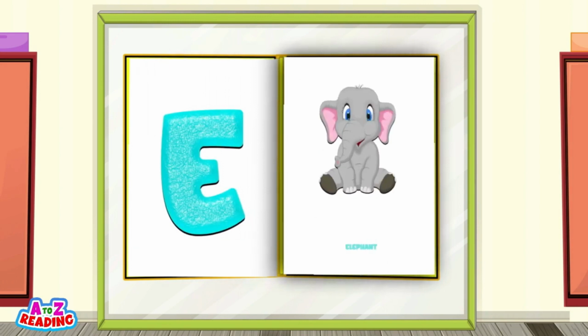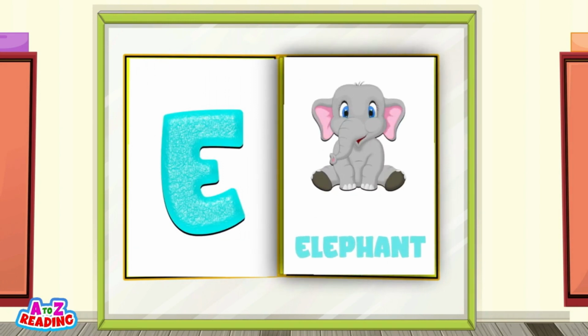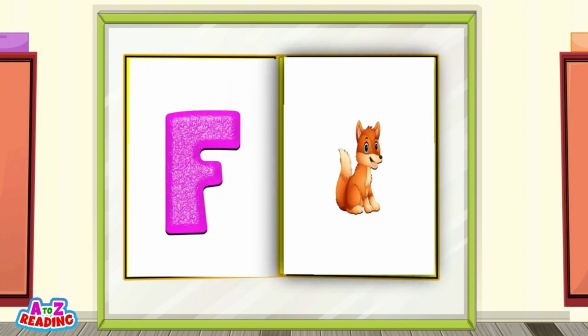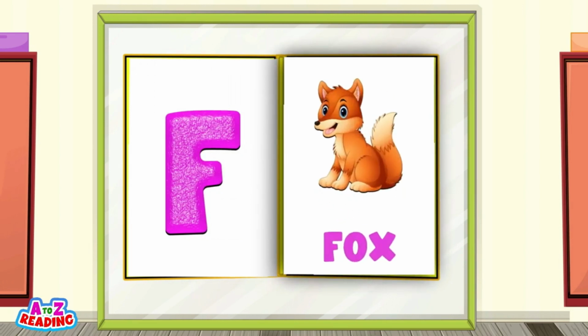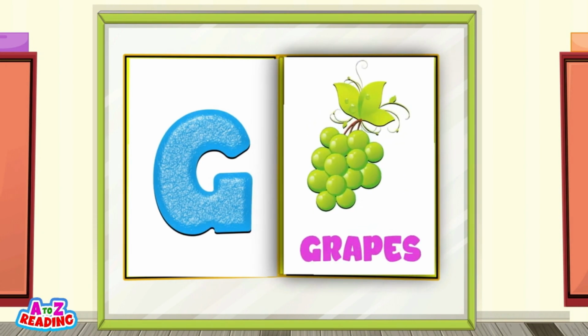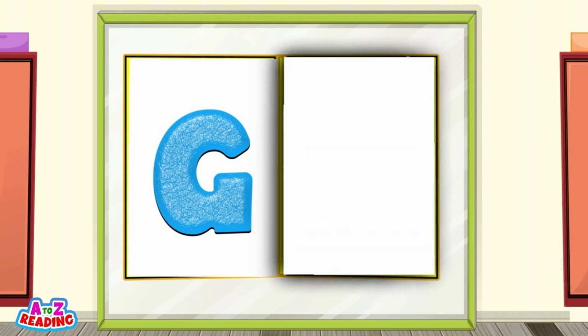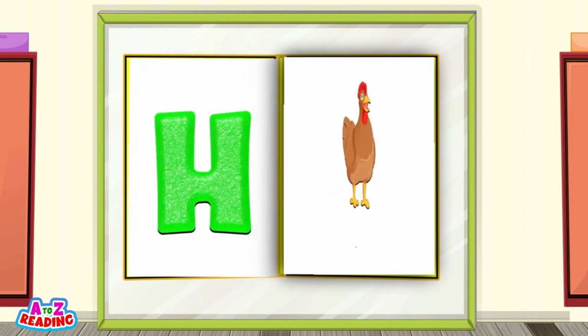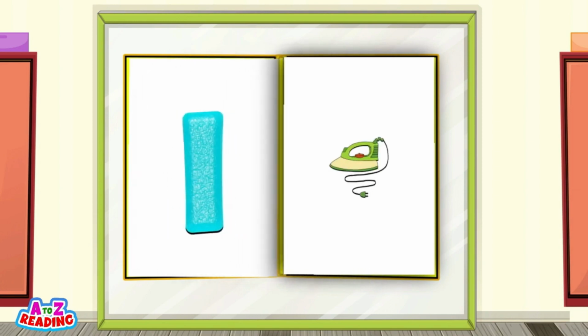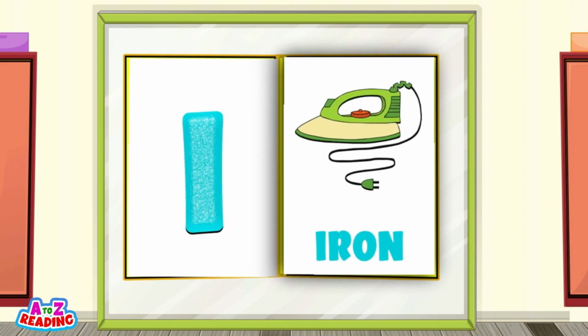E is for elephant. F is for fox. G is for grape. H is for hen. I is for iron.